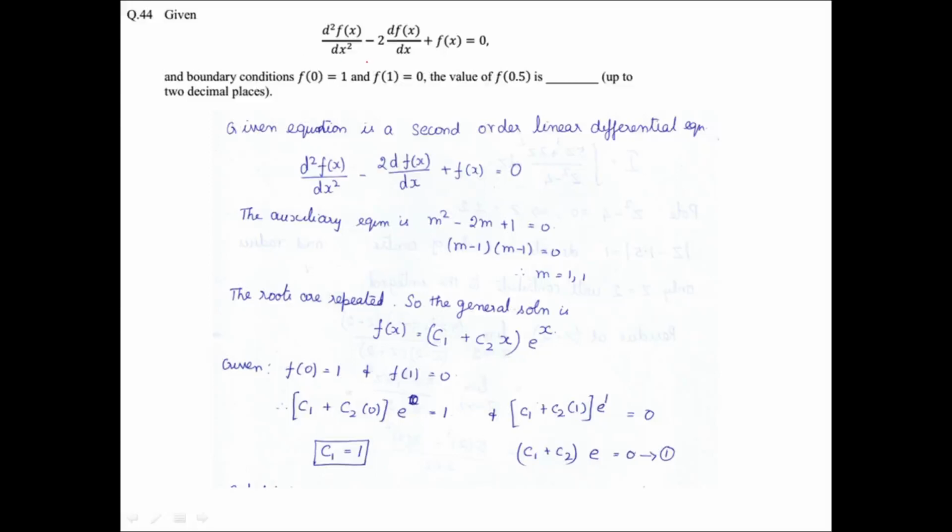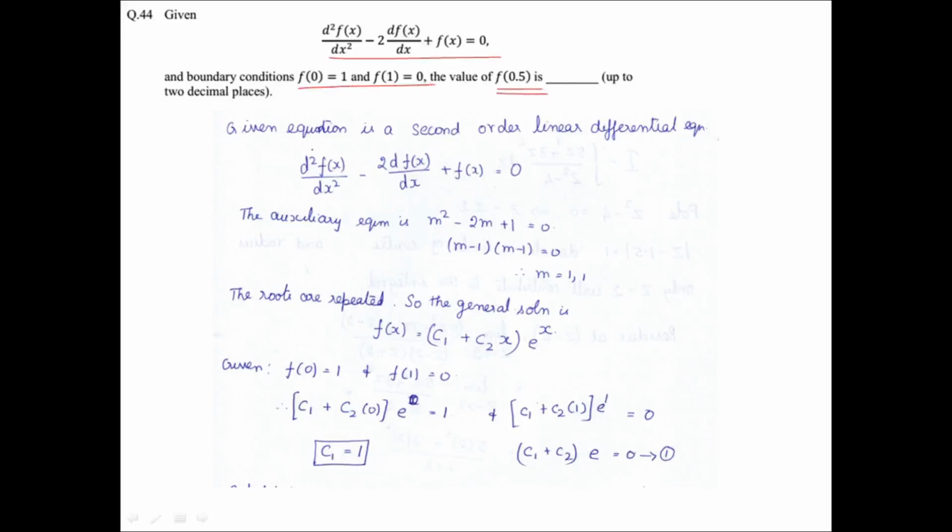Question: d square f of x by dx square minus 2 df of x by dx plus f of x is equal to 0, and the boundary conditions f of 0 is equal to 1, f of 1 is equal to 0. The value of f of 0.5 is dash. So in this question they have given a second order differential equation, and also boundary conditions are given, and they have asked us to find what is the value of f of 0.5.